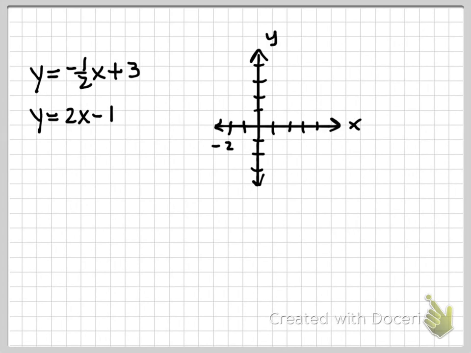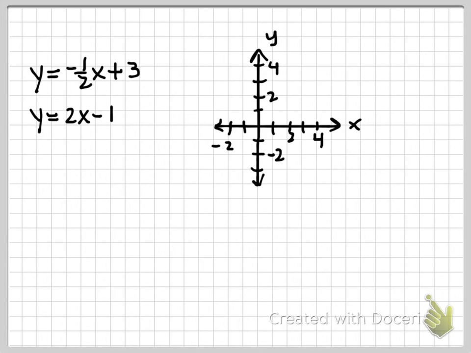I labeled x-axis x on the right, y-axis y at the top, and now I put tick marks at the lines of the graph paper. I'm going to label every other point, and I remembered to put arrow caps at the end of my axes to indicate that those lines go on forever.